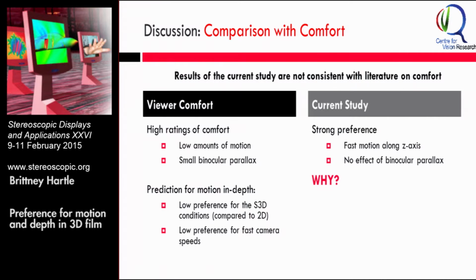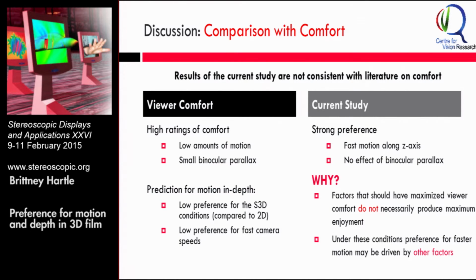Now, one possibility might be that the factors that should have maximized viewer comfort in this case do not necessarily produce maximum enjoyment within the viewer. That perhaps under these conditions, preferences for faster motion may have been driven by other factors. And now we essentially have to ask ourselves what is present within the z-axis motion condition that's not present in the lateral motion condition that could be driving this result of preferences that we see.